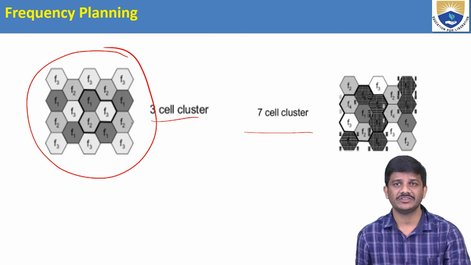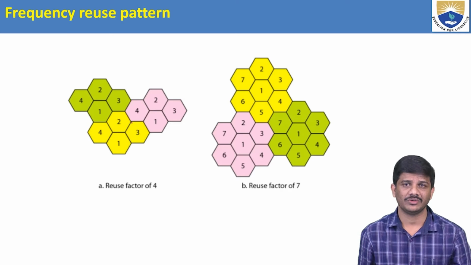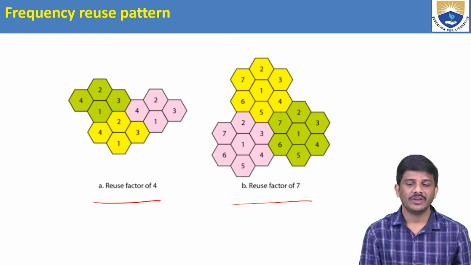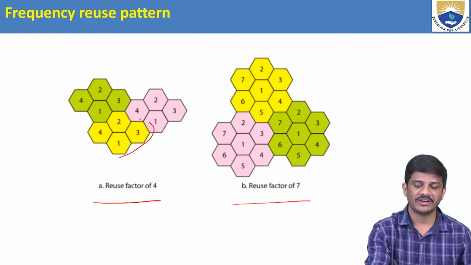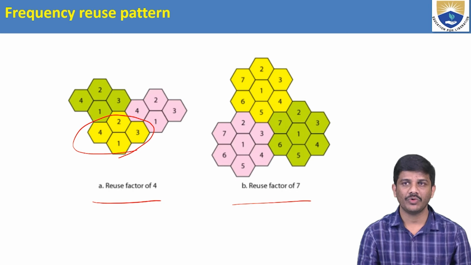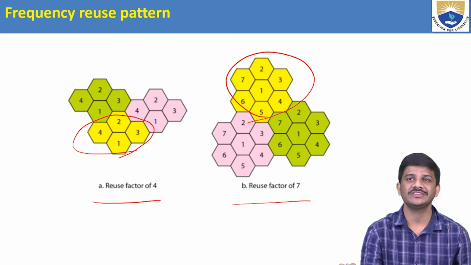Coming to here, in the next slide also you can clearly observe: here the reuse factor is 4, and here the reuse factor is 7. Here you can see the yellow one. This color has 4 cells per cluster, so the cluster size is 4. In this one you can observe the cluster size is 7.